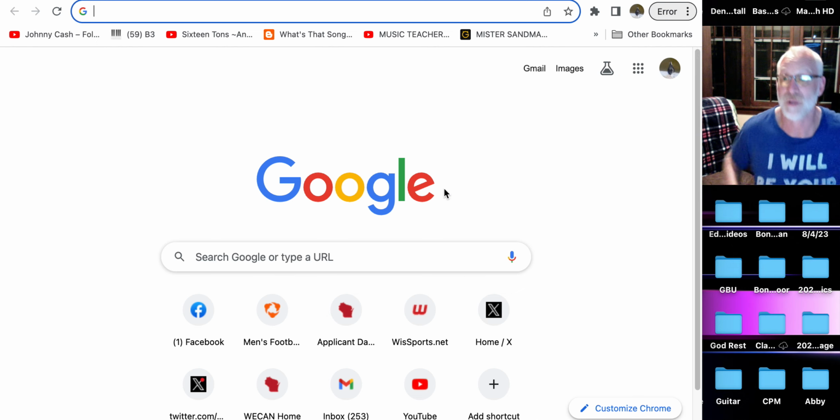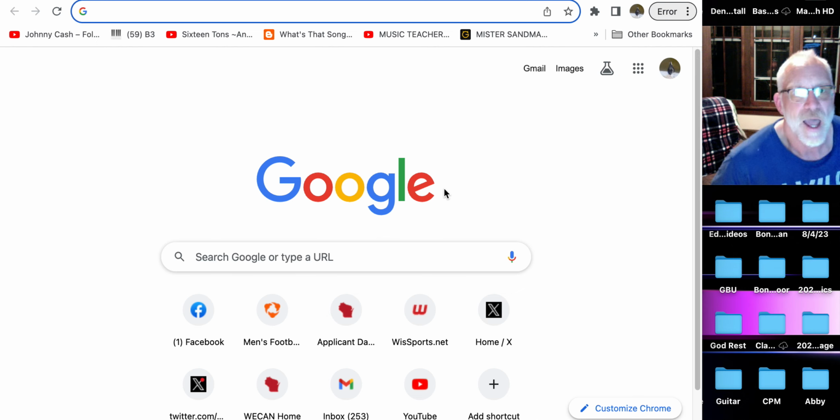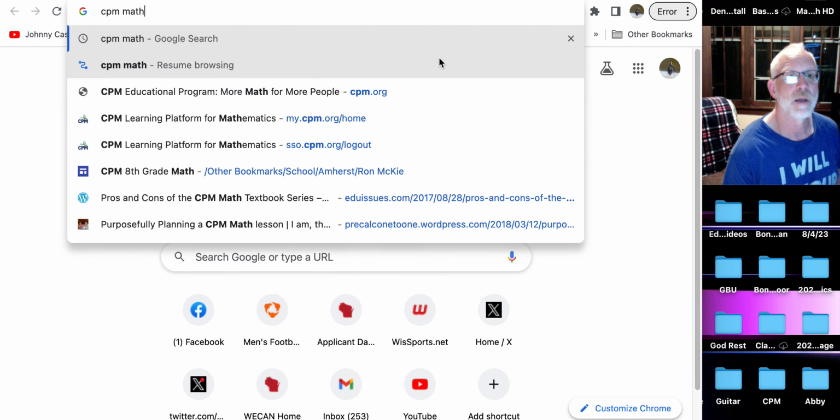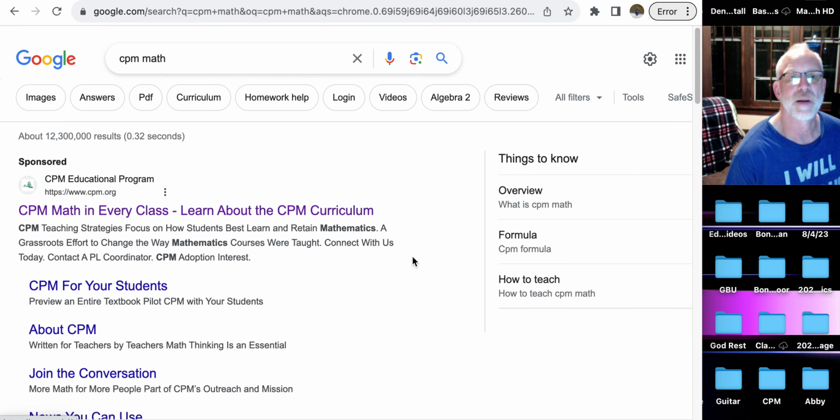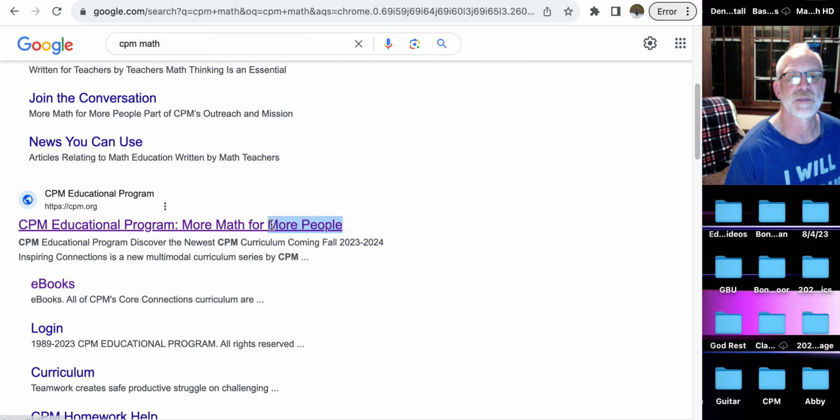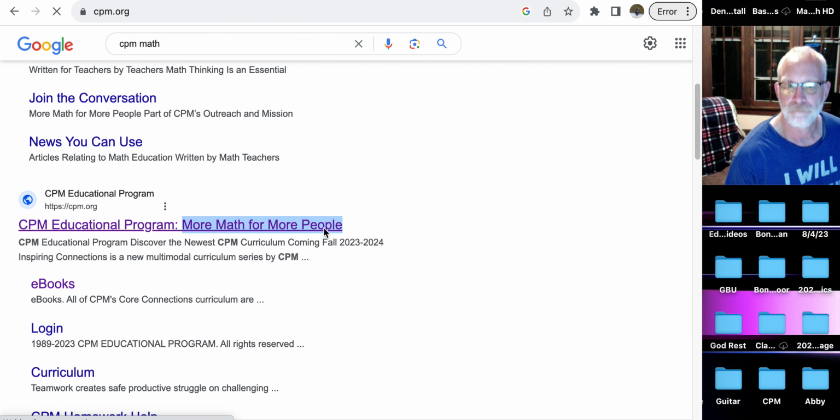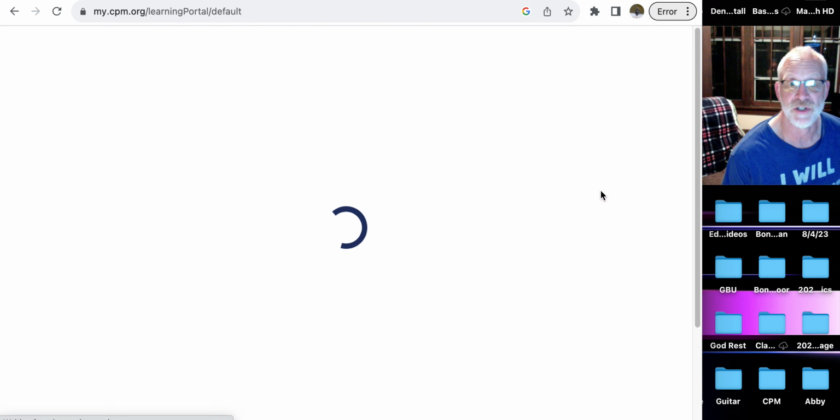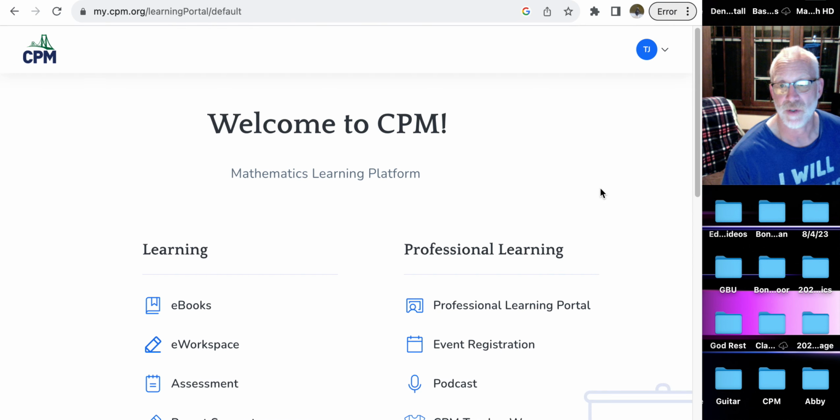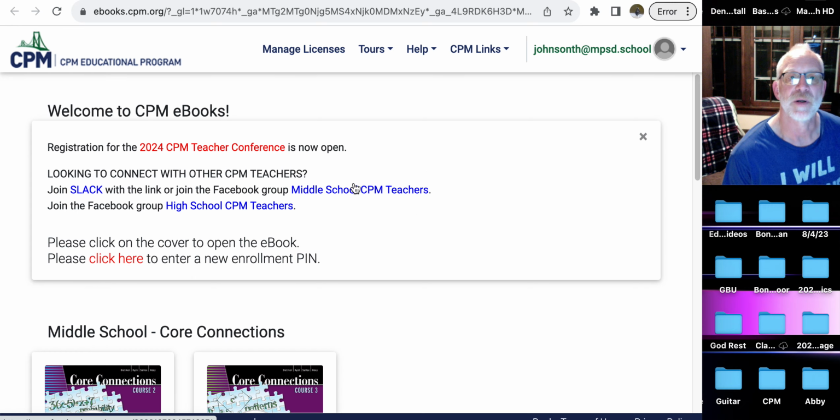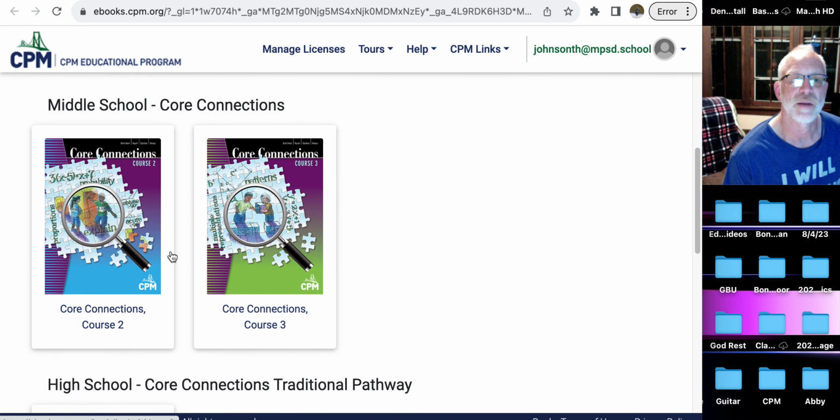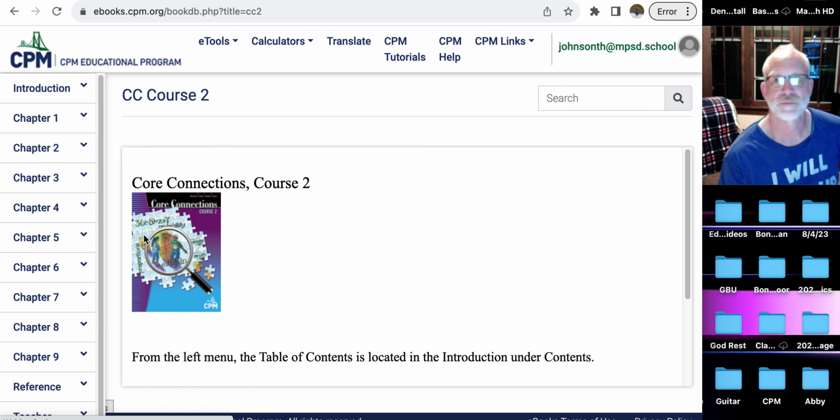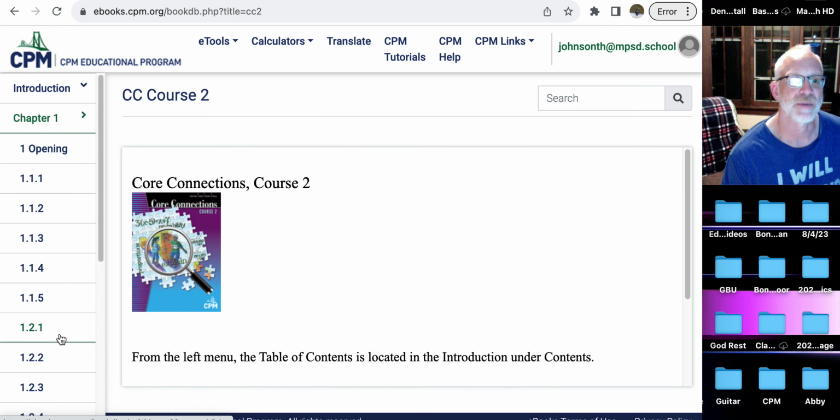So you're in Google Classroom, which means you're in the right spot to start. And then the next spot that you want to be in is your ebook. So to get to your ebook, we go to CPM Math, right up there. And from there, I go to the one that says More Math for More People. And there I hit Login. If you have your Chromebook, then you just have to find your G. I'm already logged in, so it goes right to my ebook. My ebook is here. And we are in course 2. So from course 2, I go to chapter 1.